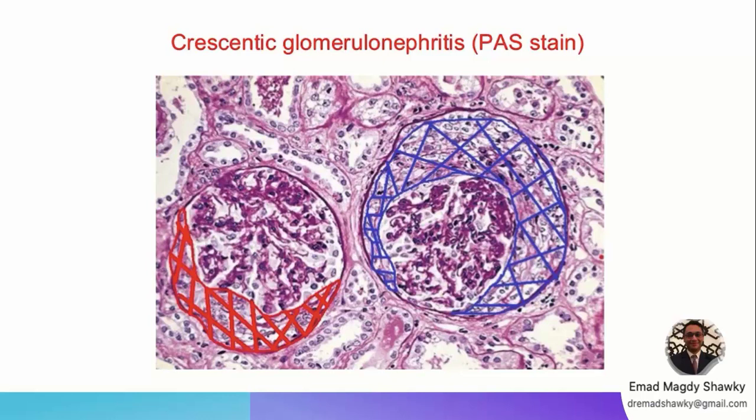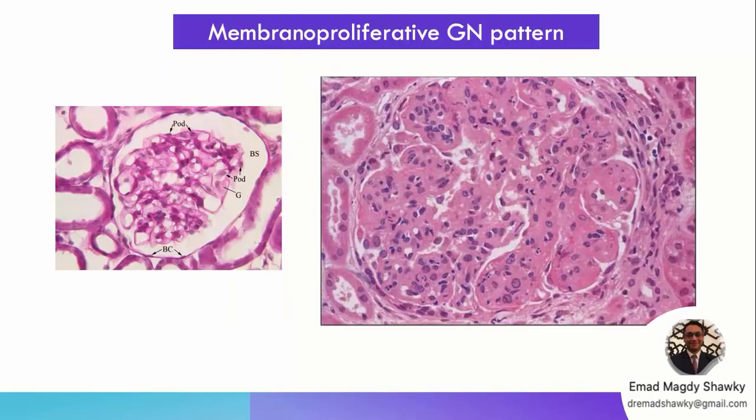Another type of hypercellularity is the crescentic glomerulonephritis. What's the meaning of crescentic glomerulonephritis? If you see here in the normal glomerulus, you will see just one layer of cells lining the Bowman's capsule.